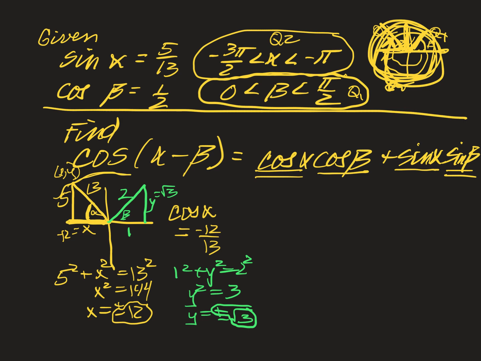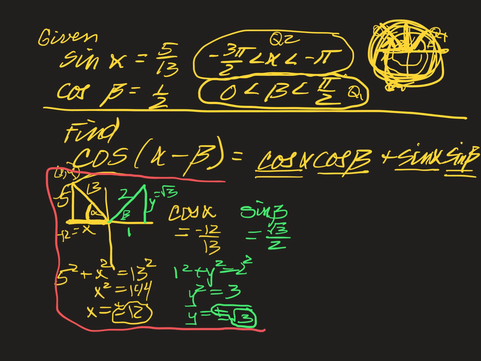So now I can also write sine of beta, since I had cosine beta. Sine of beta is going to be the opposite over the hypotenuse, so square root of 3 over 2. This right here is like my scratch work. I have to do this. The problem's right here. I can finish the problem now.